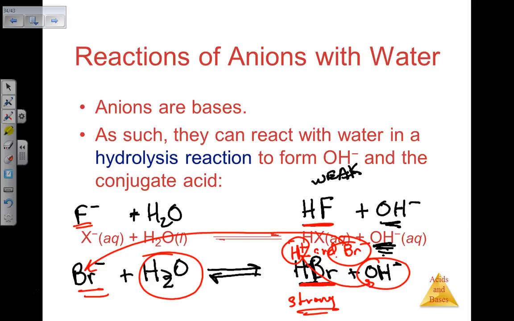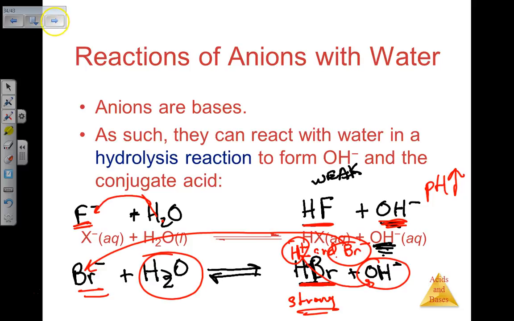Now, here's the funny thing. Which way does the pH go? Well, F minus, when it undergoes the reaction, will get a proton. It'll produce the conjugate, but it's producing hydroxide, so the pH will go up. The pH will increase.